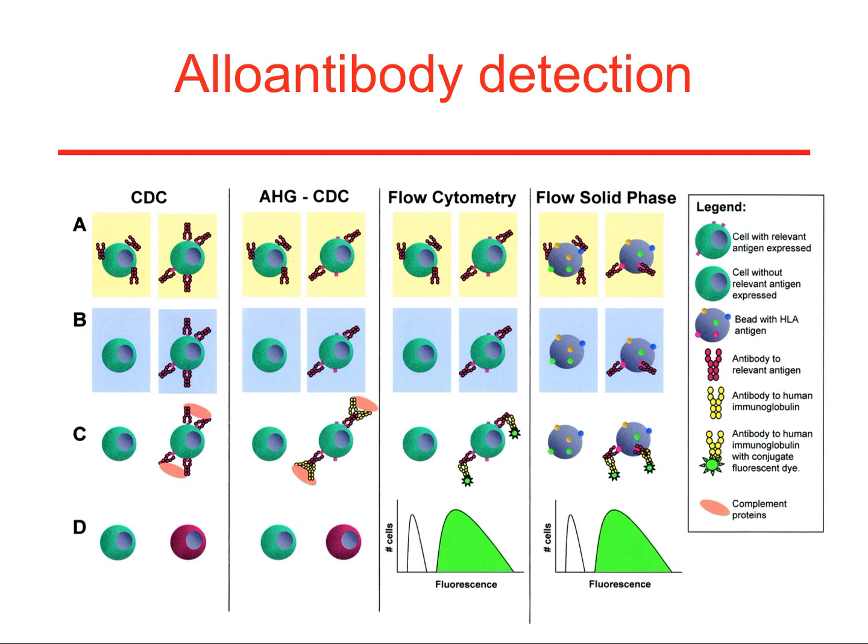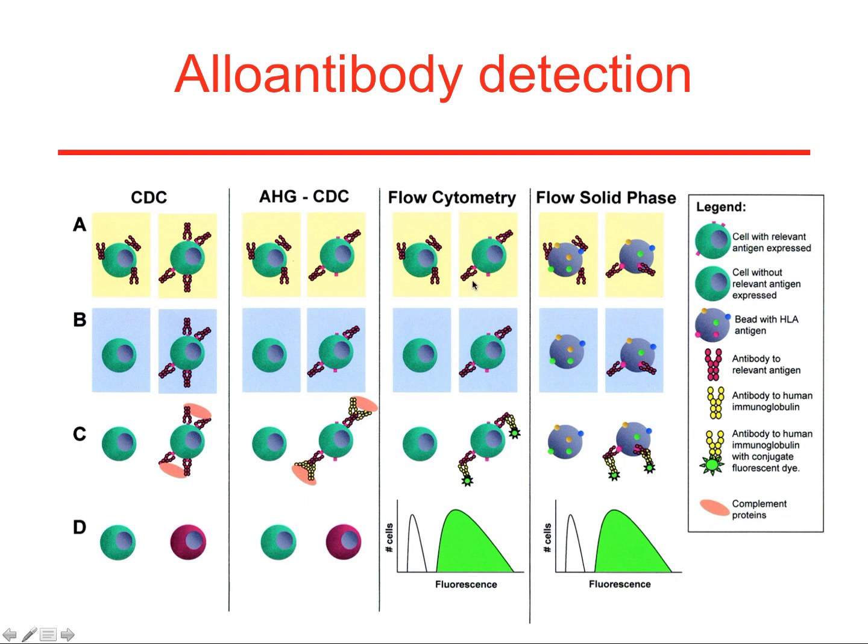So here it is in a cartoon. In a CDC system, you mix serum of the recipient with cells of the donor, you add rabbit complement, and if there's cell death, then the vital dyes can discriminate live cells from dead cells. Now you can make this a more sensitive system by adding an anti-human globulin, like a Coombs test.